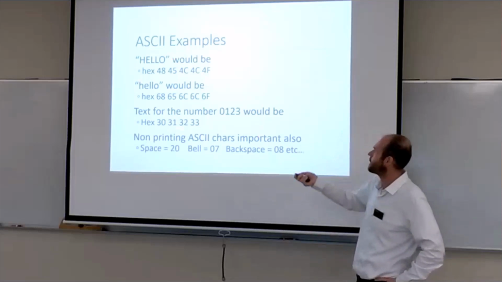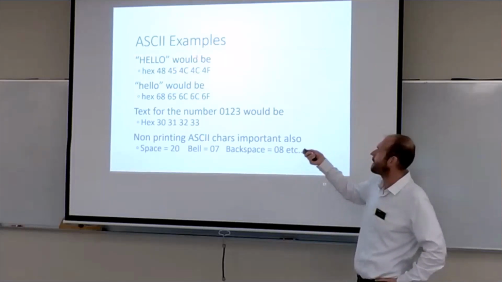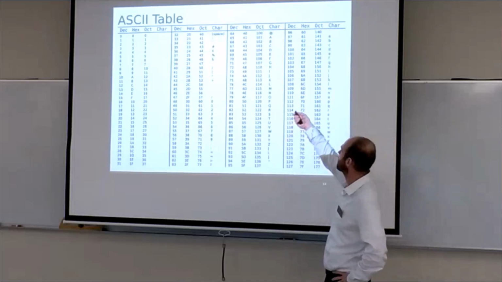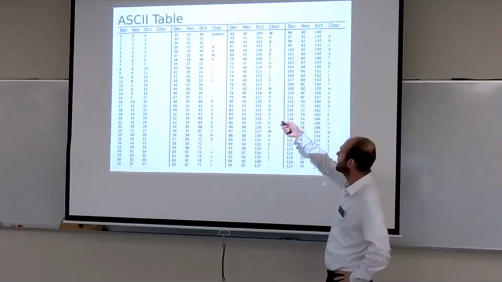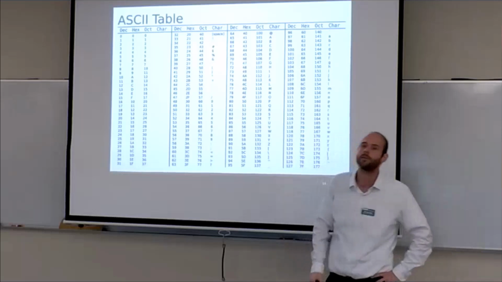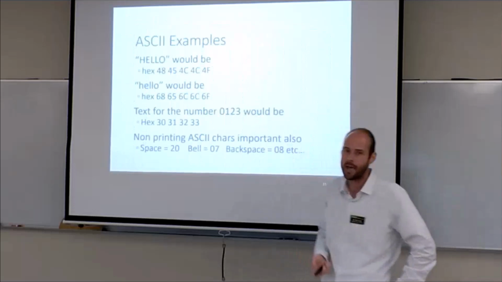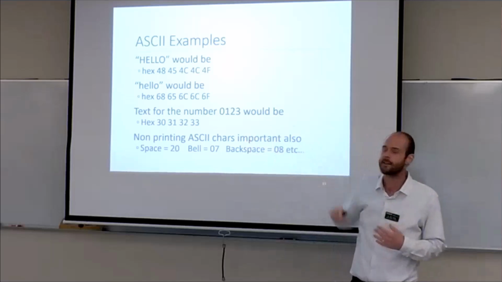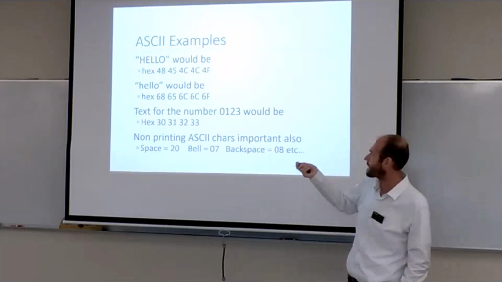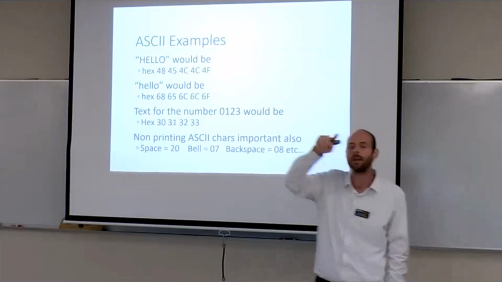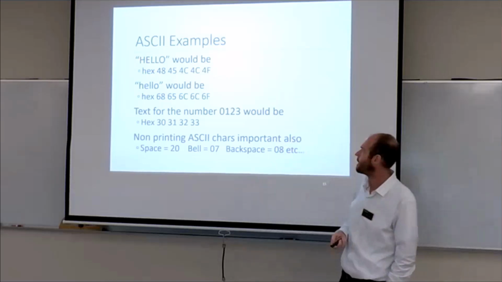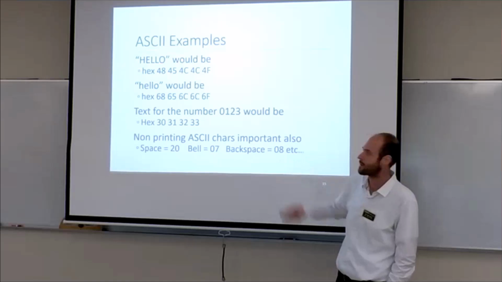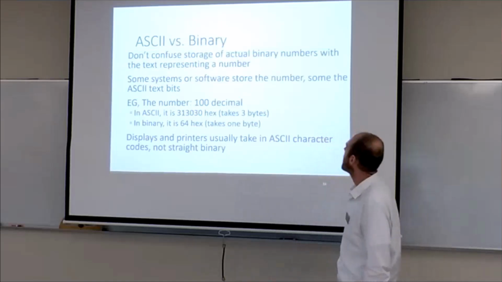A couple examples here. In "Hello," the capital H is hex 48. The way I would do that is to find the capital H here and see the hex equivalent of that. So if we had a serial transmission of a capital H coming out of our system and we caught it on an oscilloscope, we would see the hex sequence 48 appear in ones and zeros on the scope. So we're talking about 8-bit binary strings or hex equivalents.